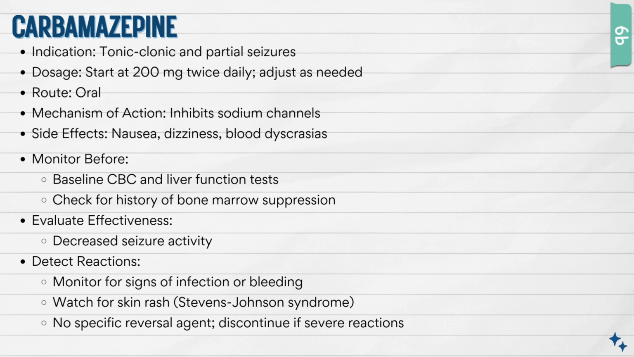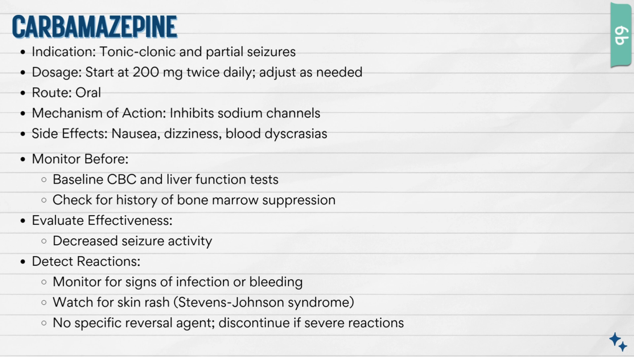Okay. So the med method, before we give it, we want to make sure that we get a CBC and liver function test, make sure everything's normal. And also, so we have a baseline. Because this also might cause bone marrow suppression and hepatotoxicity, like that would be liver toxicity. So if they've ever had a bone marrow suppression, we probably will not be giving this.